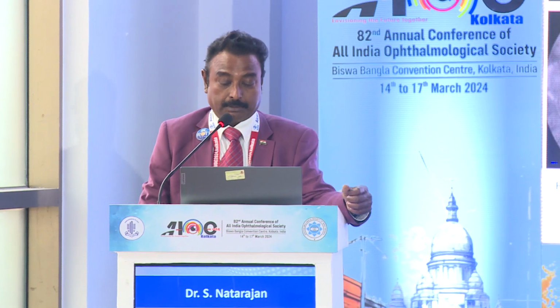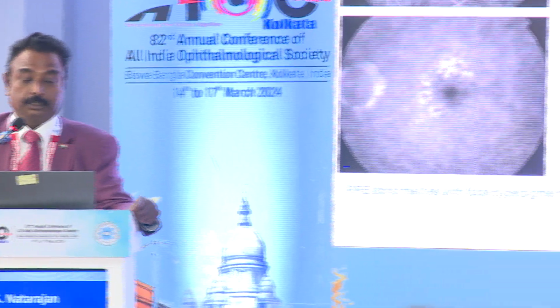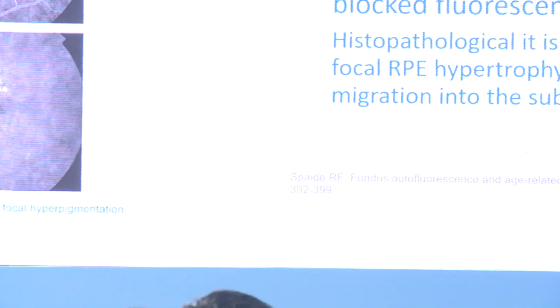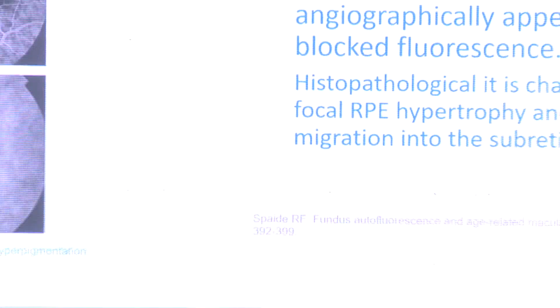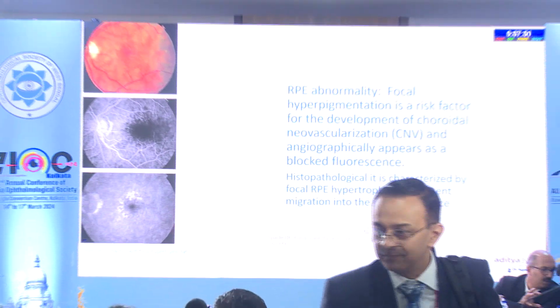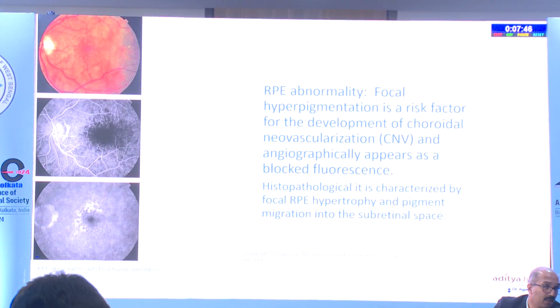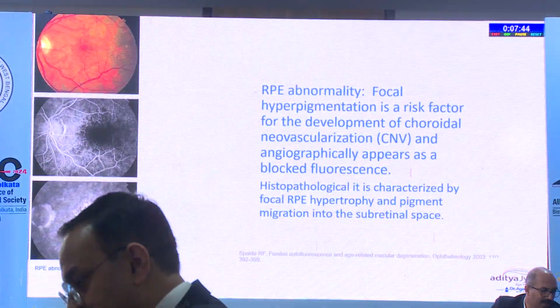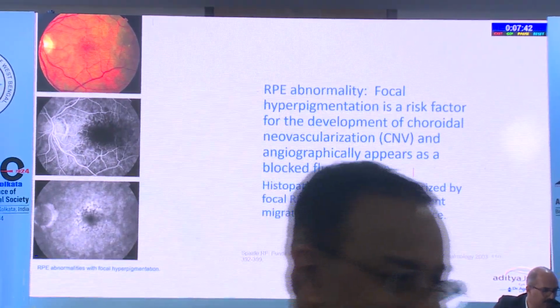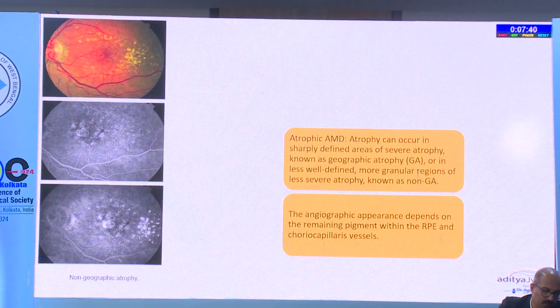And RPE abnormality, just now both Shilpi and Prashant spoke. Focal hyperpigmentation is a risk factor for the development of choroidal neovascularization, and on angiography appears as blocked fluorescence. Histopathologically it is characterized by focal RPE hypertrophy and pigment migration into the subretinal space.